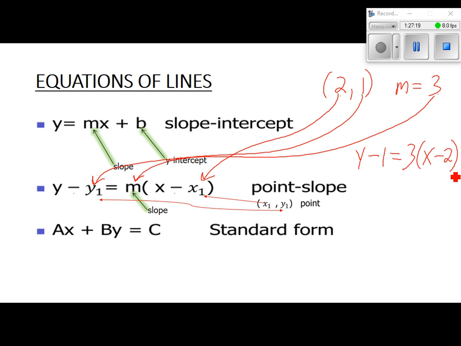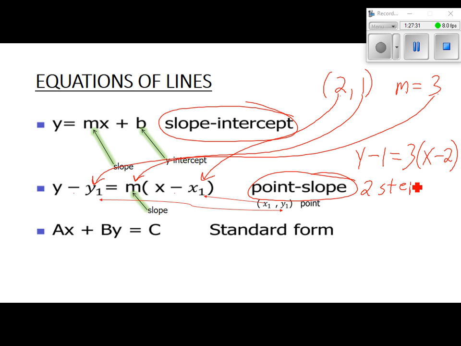So that's our equation. The bad thing with this, a lot of times we don't want the equation in point slope form because nobody likes it. We'd rather it was in slope intercept form. Well, there's 2 steps to change it from point slope form to slope intercept form. And I'm going to show you the 2 steps. First thing you do is you distribute.